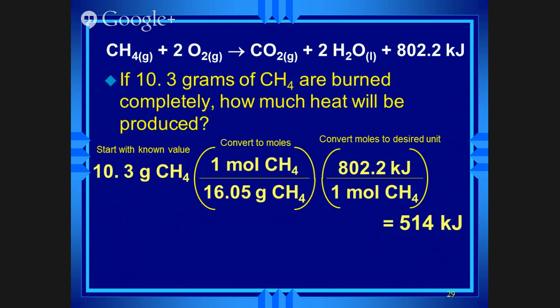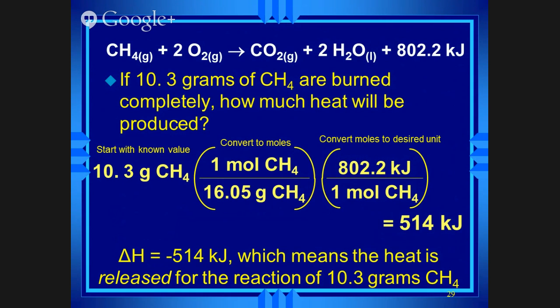We are going to have a lab later on in which we actually burn some things to try to figure out how much heat is actually being produced. Not methane, but some things that are more edible. And again, if we put the 802.2 on the right side of our chemical equation, that would be the same as writing delta H with a negative sign, which means the heat is released for this reaction. When we burn things, heat is released.